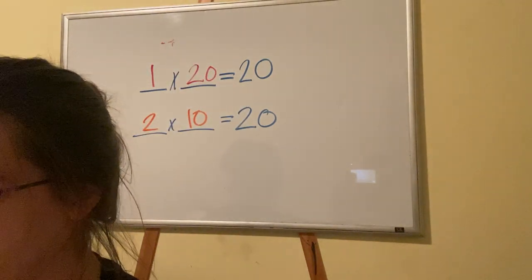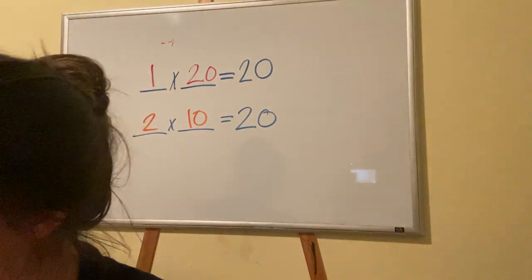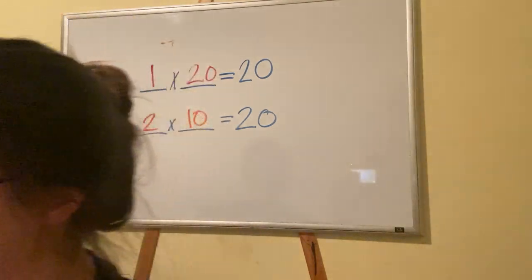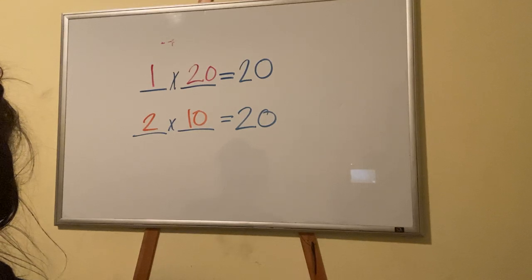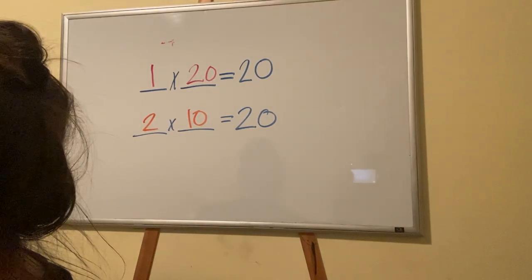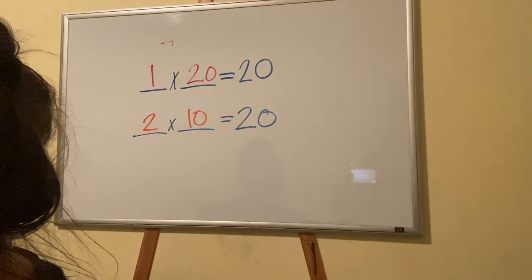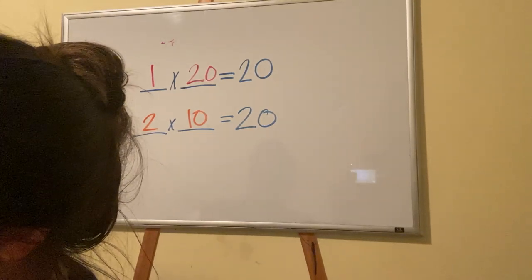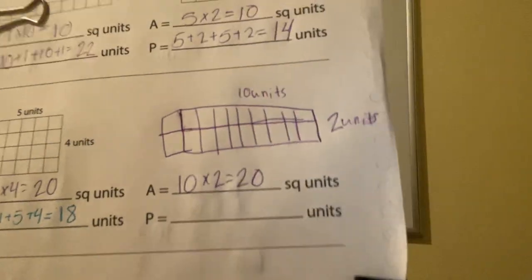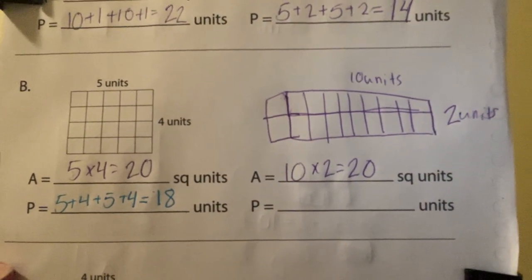Your area should end up being the same, 20, but your perimeter will be different. Ooh, I can't make straight lines. Oh my goodness. Two, four, six, eight, 10, 12, 14, 16, 18. Oh no, I need 2 more. Okay. If you need to pause so you can finish, you can. I made mine, not very straight, but I have 10 units by 2 units, which still gives me 20 square units. My area is the same.